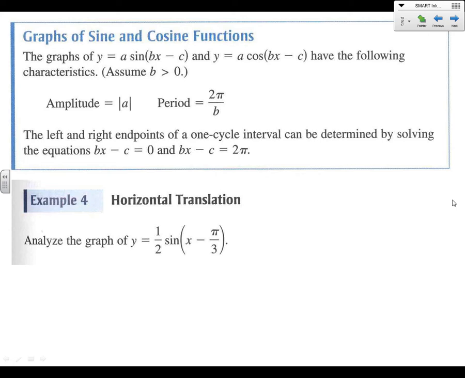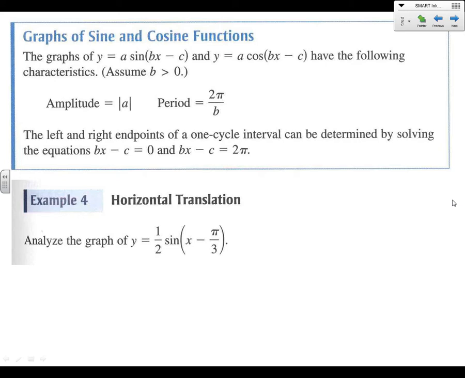All right, in example 4, things start to get a little trickier here. We're going to introduce horizontal translations, and so what that means is our graph gets shifted over to the left or the right. Okay, so the very important thing first is to figure out what's your period, and then shift all of your 5 important points over.